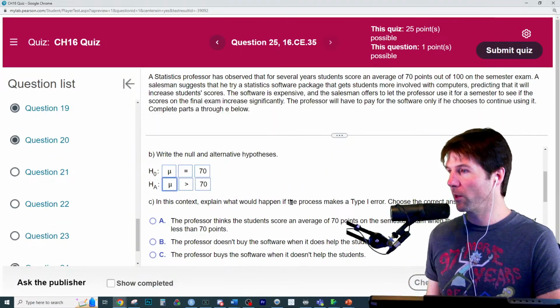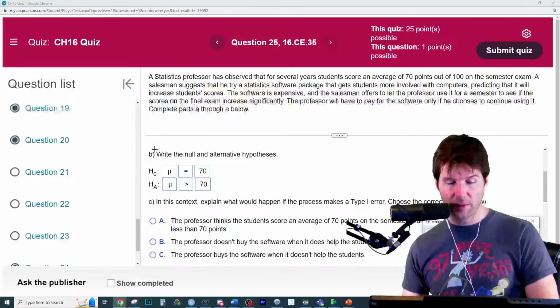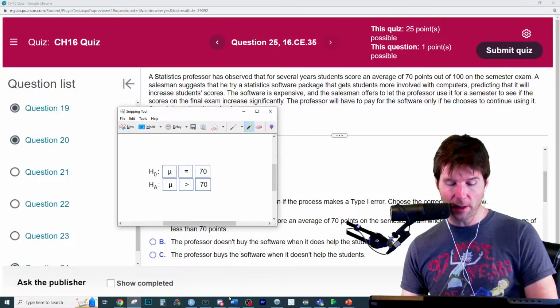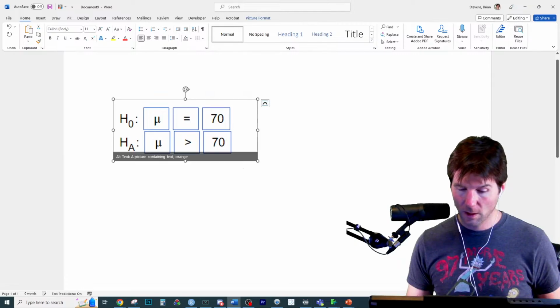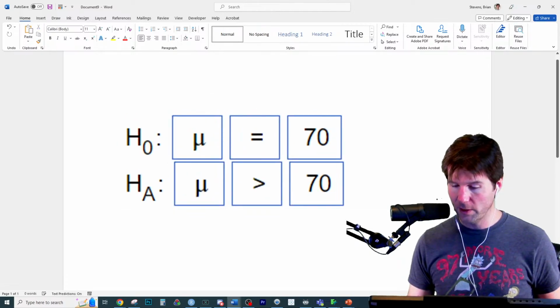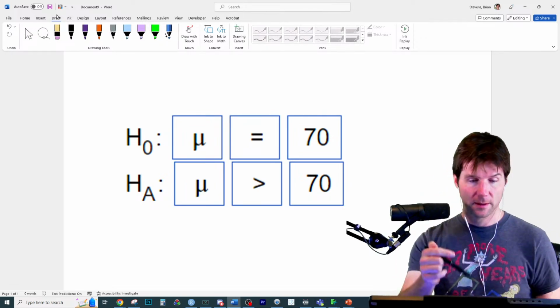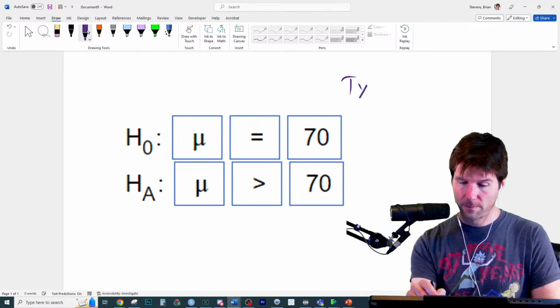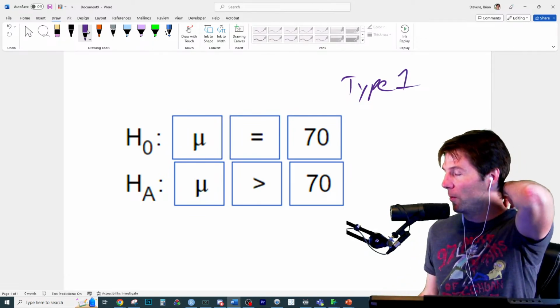So then what does a type 1 error mean right here? Well, we have to look at it. Someone say our famous statement here again. In a type 1 error, the what is what? So we're talking about type 1. You have to think, in a type 1 error, the what is what?